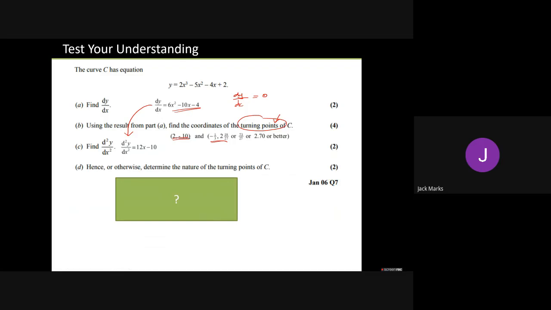Hence or otherwise, determine the nature of the turning points. So when you have this one here, you need to just plug in 2 and plug in minus a third, and remember to interpret them correctly. So if we plug 2 in, we will get 12 times 2 is 24, minus 10 is 14. So this one here is positive, so it's a minimum. Minus a third times 12 is going to be minus 4. Minus 10, this is going to be a maximum by the look of it.